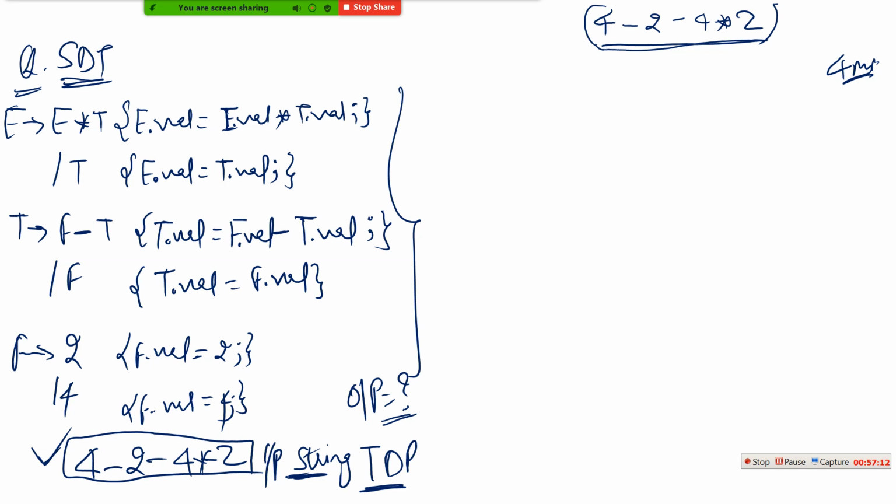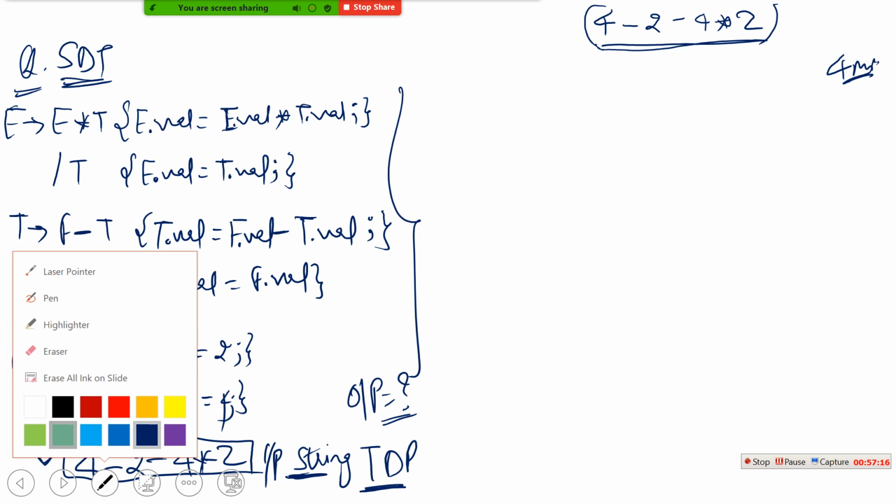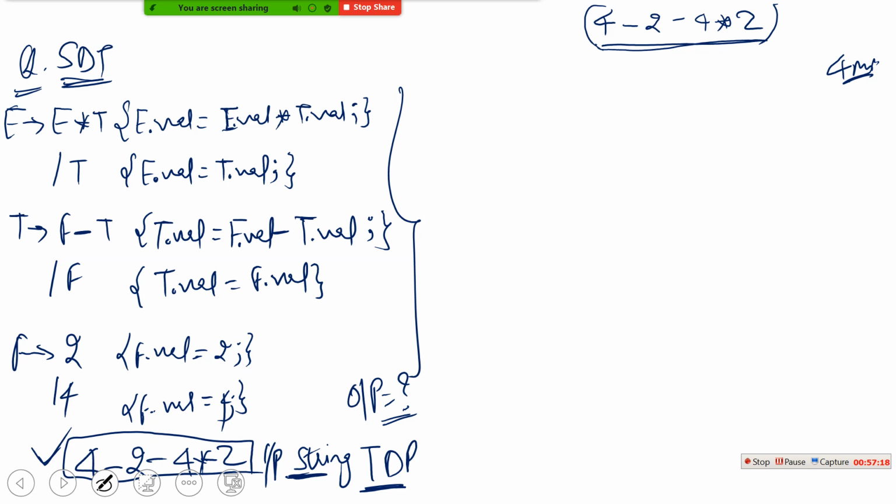Okay, guys. It's enough time that I have given to you. Now I am solving the problem, guys. What we need to do now is start from the initial starting symbol. Rule one is that we always need to start from the starting symbol, and our starting symbol is E. So I have started from here.